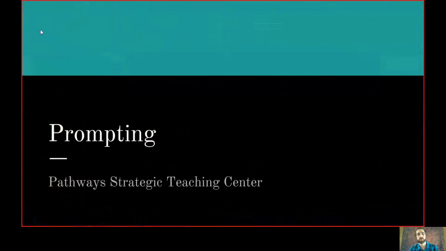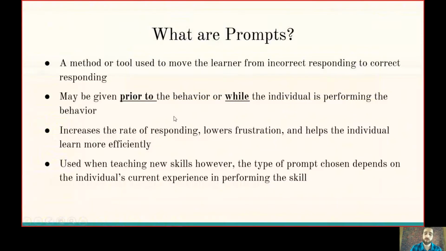So what are prompts? A prompt is a method or tool used to move the learner from incorrect to correct responding when learning a new skill. They may be given prior to the behavior of interest or while the individual is performing the behavior. Prompts serve multiple functions. They are used to increase the rate of responding, decrease the level of frustration, and assist the individual in learning more efficiently. Prompts are used when teaching new skills.